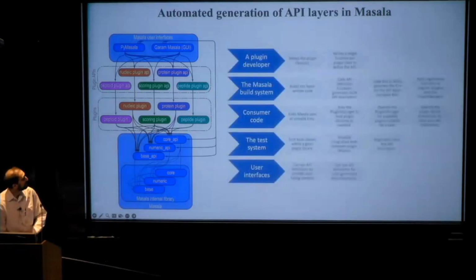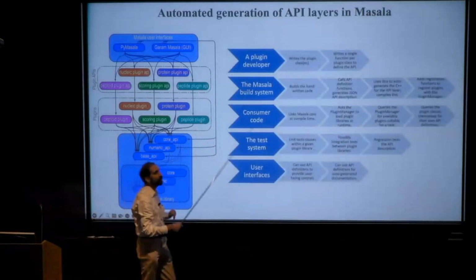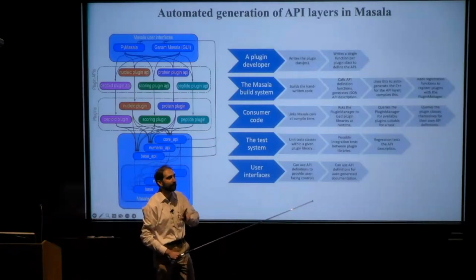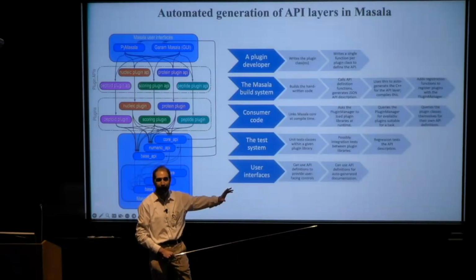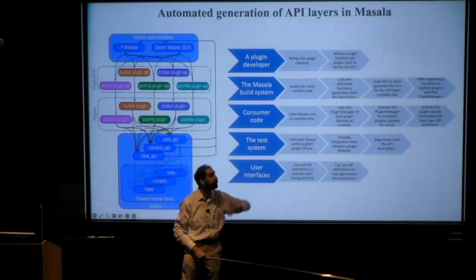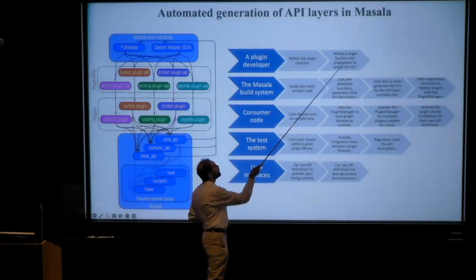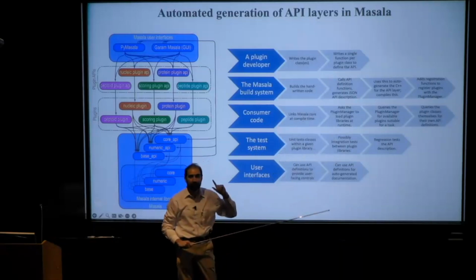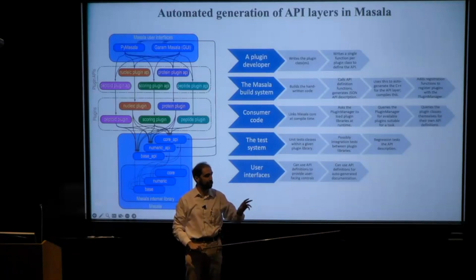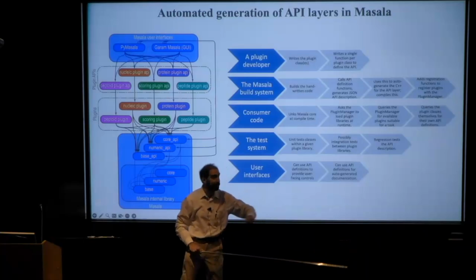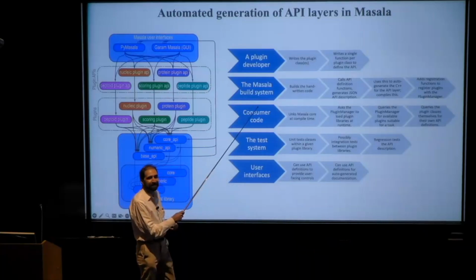So a plugin developer, my biologist who wants to write something, is responsible for only one thing. If they make their plugin library and they have a class in their plugin library that they want to have an accessible API to, all they have to do is write a single function that defines the API for that class. It returns an object describing the API.